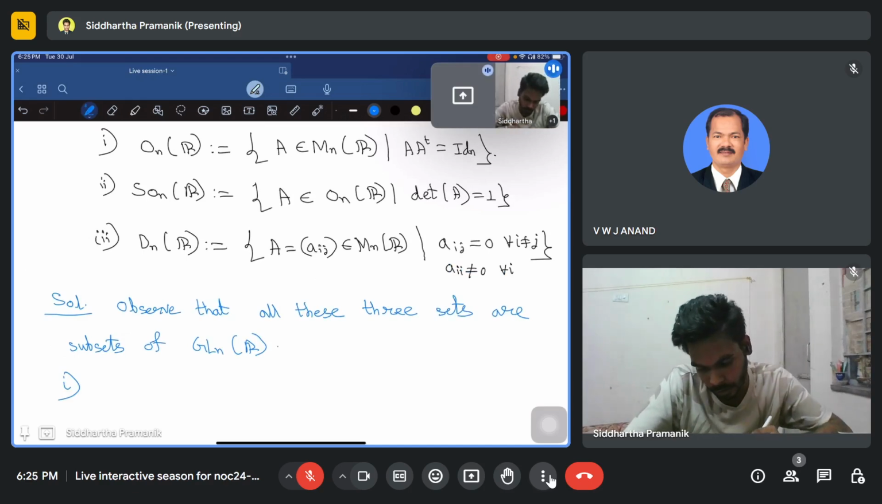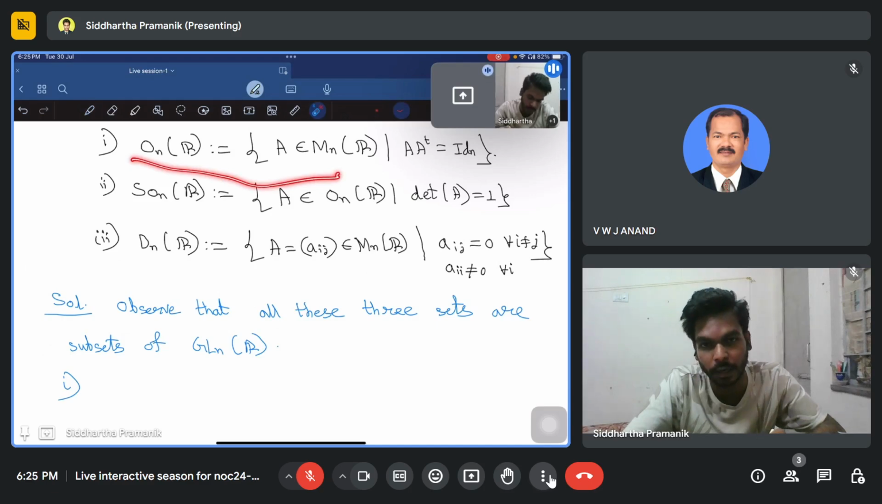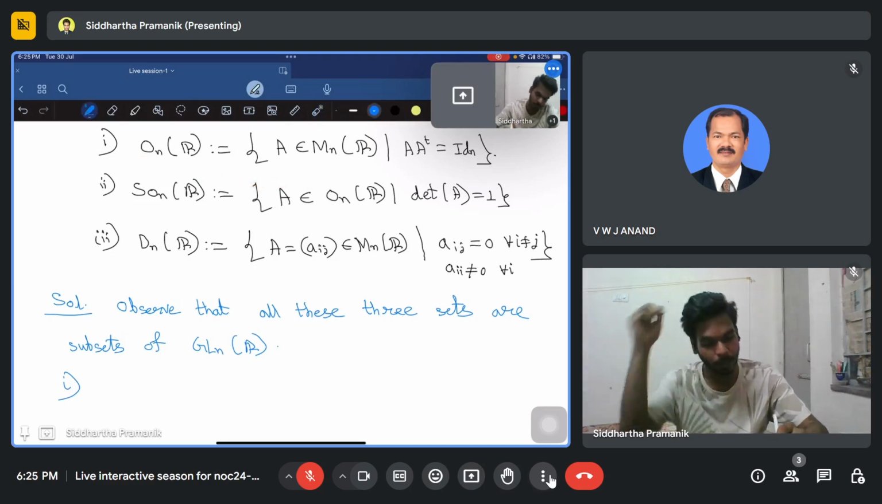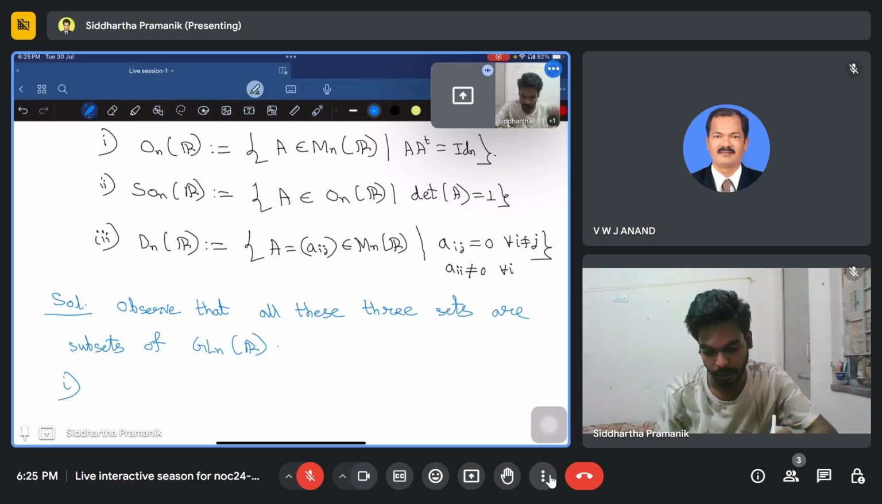To prove this set is a group, we need to check the four properties of a group. So let's check one by one. First, we need to check whether it is closed under matrix multiplication or not.